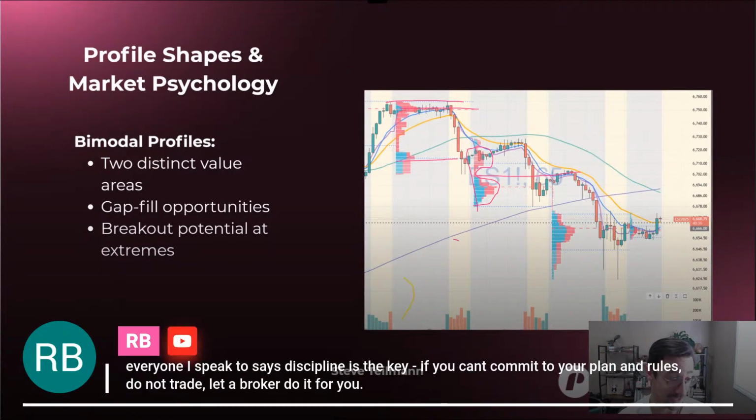RB saying, everyone I speak to says discipline is key. If you can't commit to your trading plan and rules, do not trade. Let a broker do it for you. DCA into SPY, 100%. I'll go one further. An A-plus trader trading a really good system, but they just have no risk management, they will blow up 9 out of 10 times eventually.